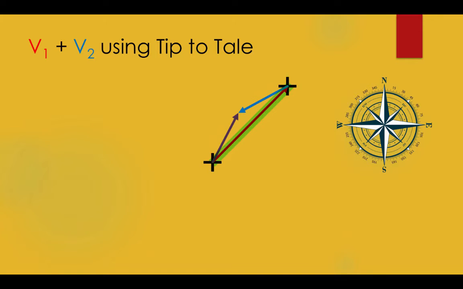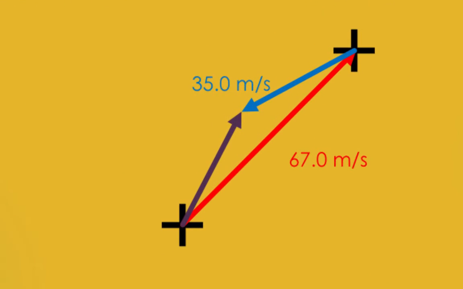We know that vector 1, red, is 67 meters per second, and vector 2, blue, is 35 meters per second. We also know that vector 1 is 45 degrees north of east, which makes the top angle also 45 degrees due to the alternate interior angles are equal rule, better known as the Z law. Because this black angle is square, or 90 degrees, then this angle is also 45 degrees. The blue angle is 62 degrees west of south. 62 minus 45 makes the angle between the red and the blue lines 17 degrees.